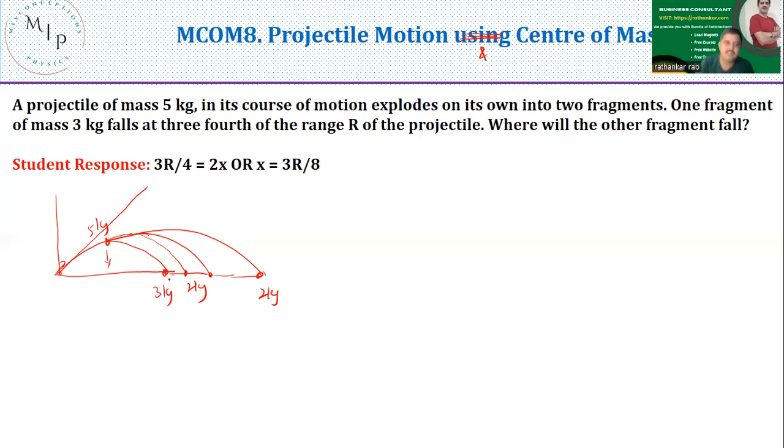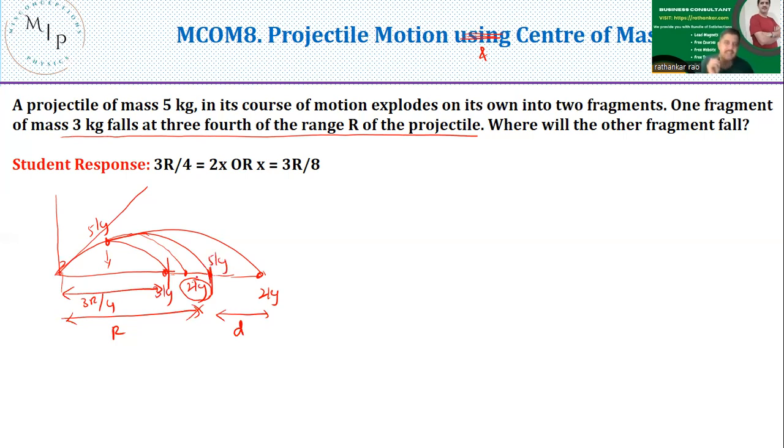Then you can ask me the question, why does the 3 kg fall below the range? This is my range. Why does it fall here? Because he has already given that it falls at 3/4 of the range of the projectile. I have not chosen it. The problem has chosen it. So this value is given to you, 3R/4. Which means our estimation that the particle falls here is incorrect. Where does the other particle fall? Let us say it falls at this point, at a distance D from the 5 kg mass.